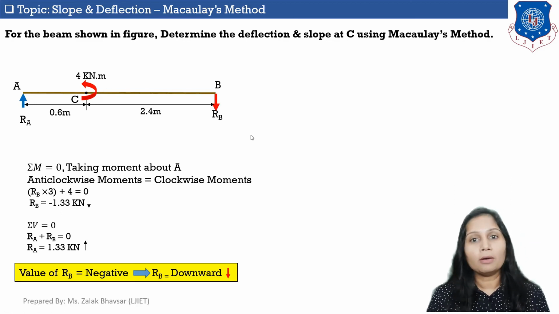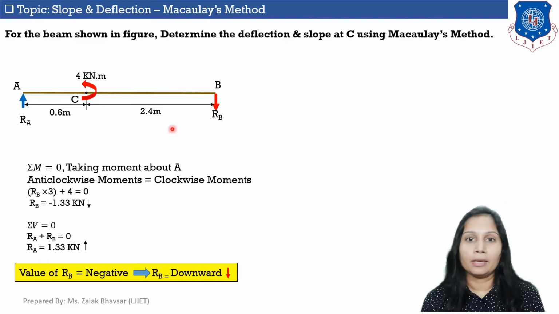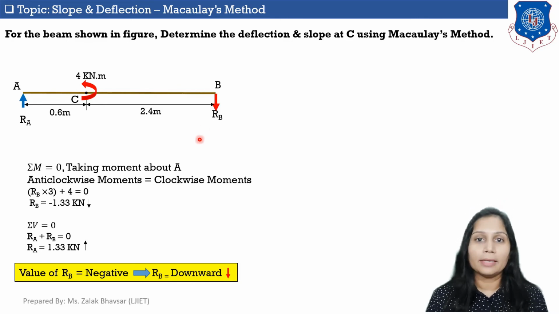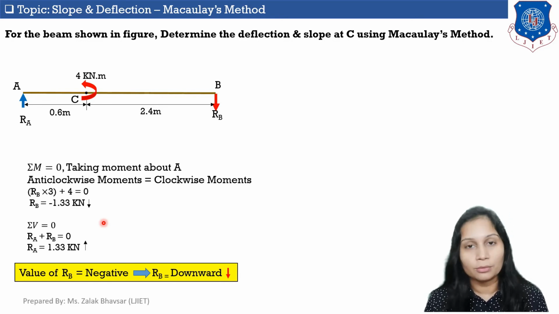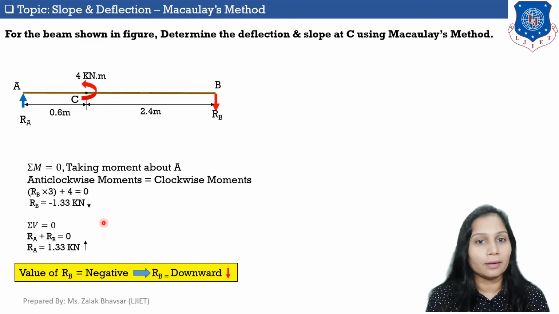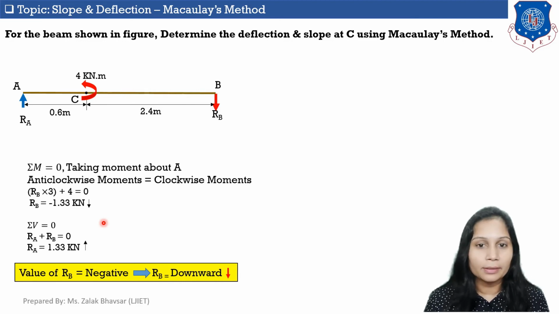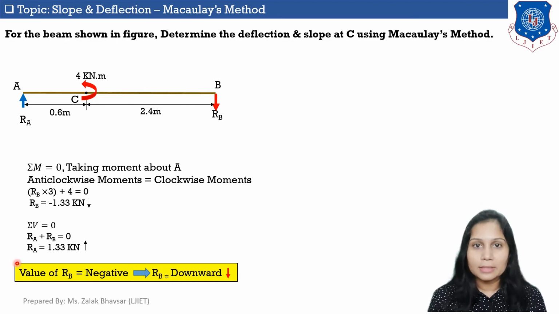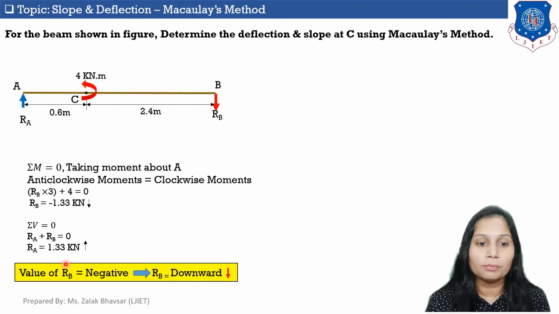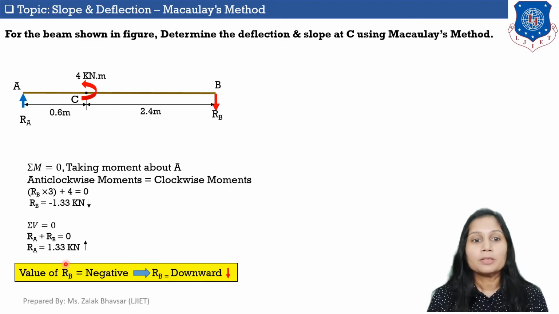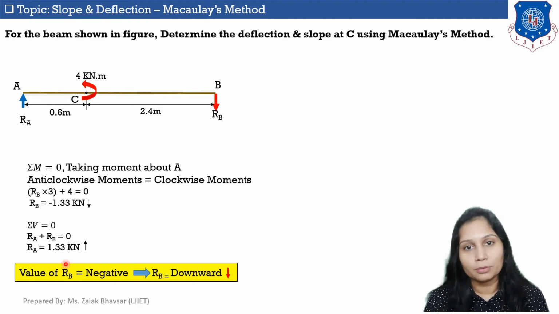Okay, so now let's apply second equation for calculating reaction RA. Second condition of equilibrium, sigma V is equal to 0, means summation of vertical force is equal to 0. It means RA plus RB is equal to 0. Here RA is acting in a upward direction, which is positive, and RB is acting in a downward direction, which is negative. So we can say that RA is equal to plus 1.33 kilonewton. So this is the calculation of step number 1.